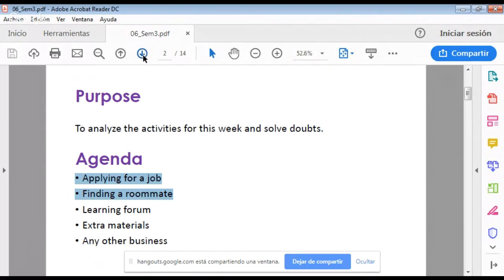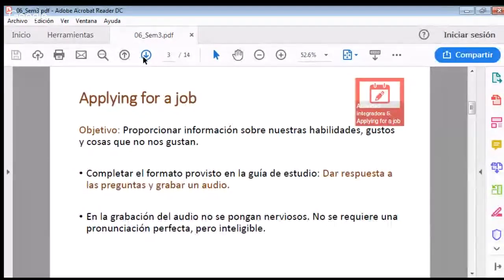And this is the first integrated activity, applying for a job. What is the objective? To give information about our abilities, our likes, and the things that we do not like doing. You're going to please fill in the template that is given to you by the study guide. You have to answer certain questions, record an audio, a listening track, and when recording, I don't want you to be nervous, okay? I want you to consider that the accent that is expected is not a perfect one, but something that is intelligible, something that is understandable, okay?